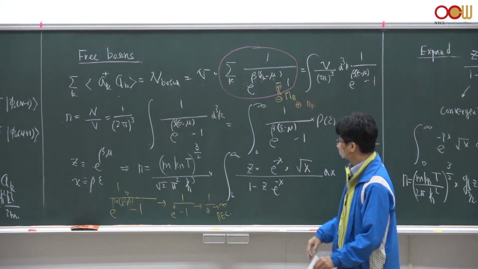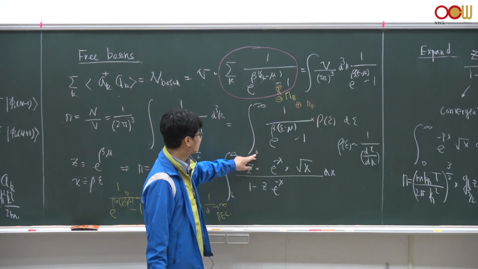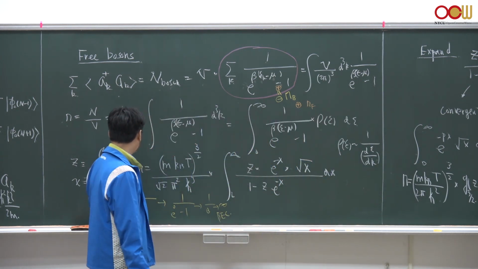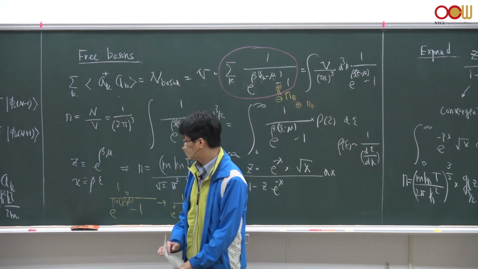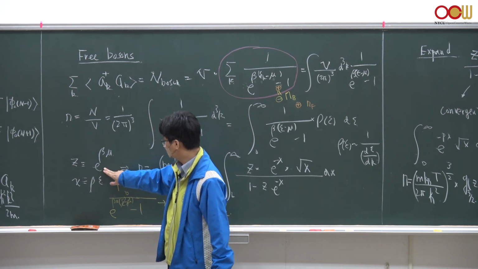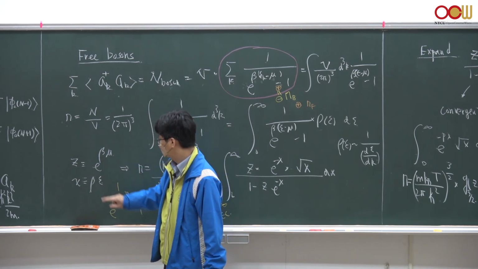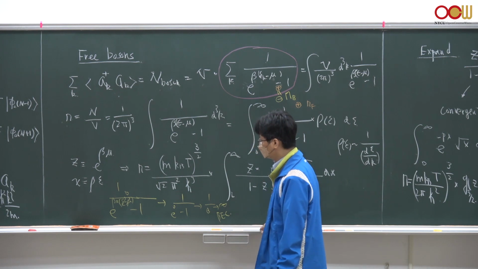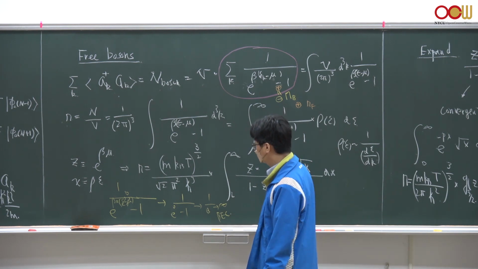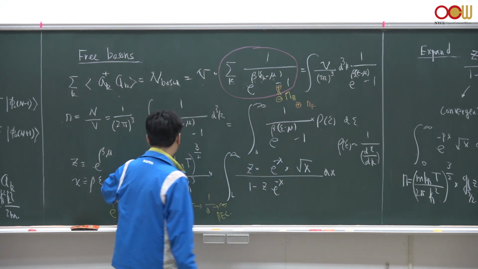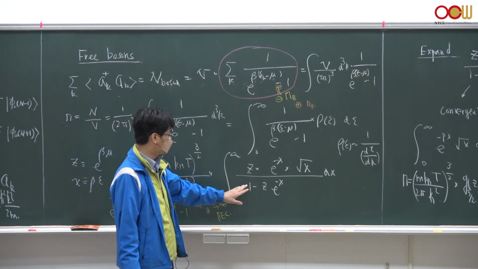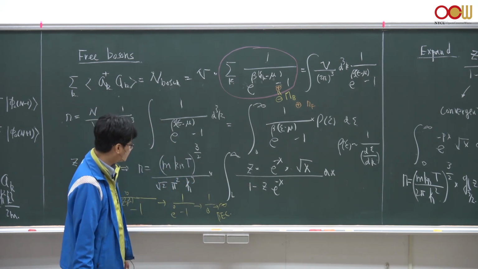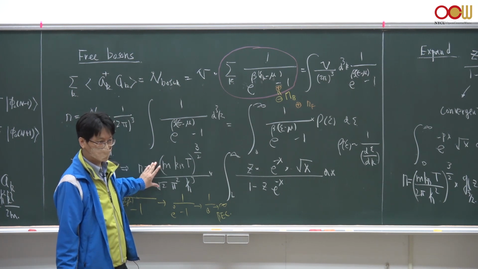And the energy ranges from 0 to infinity, so you could define more convenient parameters, which we call z and x, where z is defined as e to the beta mu, and x is defined as beta times epsilon. In terms of these dimensionless variables, the number density per unit volume of the bosons is expressed in terms of this dimensionless integration multiplied by some prefactor.